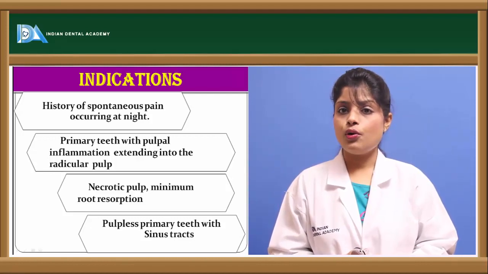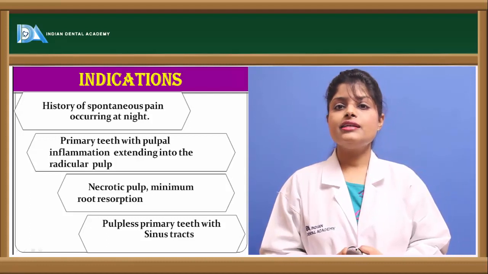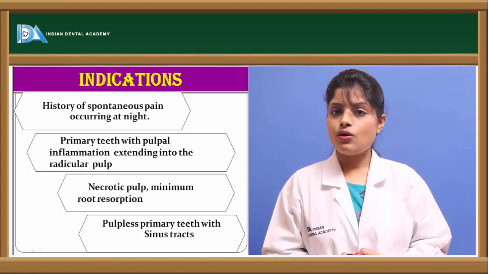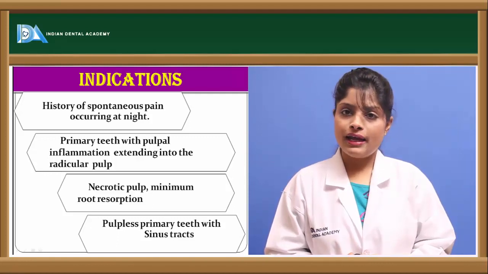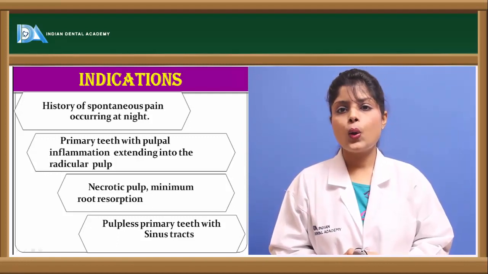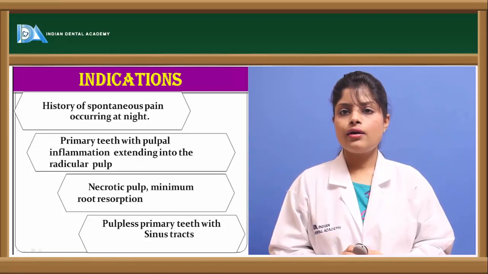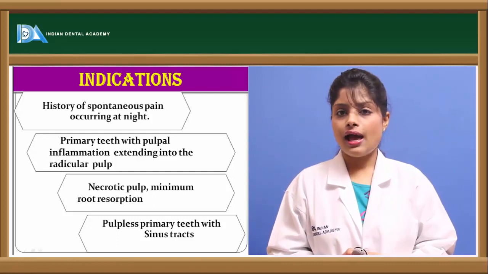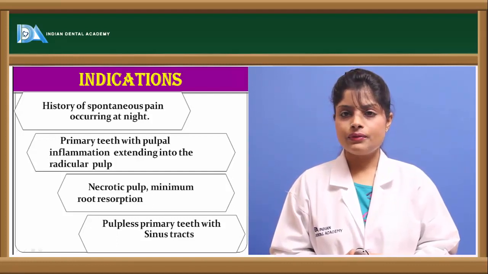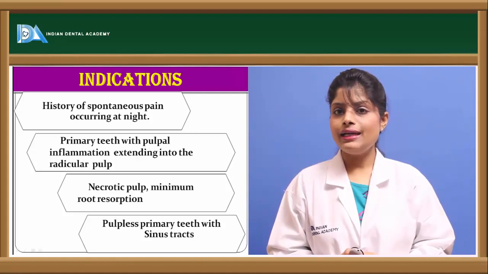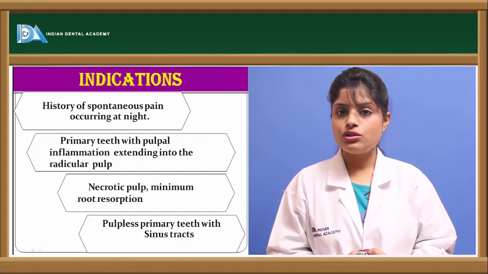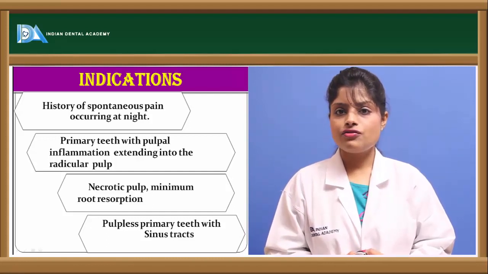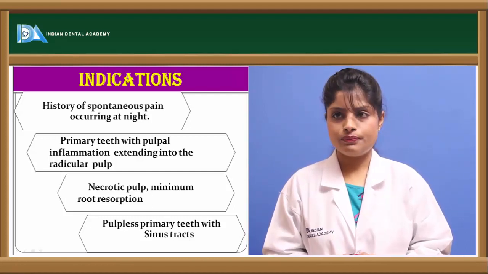If the patient reports the history of spontaneous pain or pain on chewing or mastication, he may also report pain on having hot and cold fluids or foods and nocturnal pain. Such a tooth can be indicated for pulpectomy, but the final diagnosis should only be done after radiographic investigation.